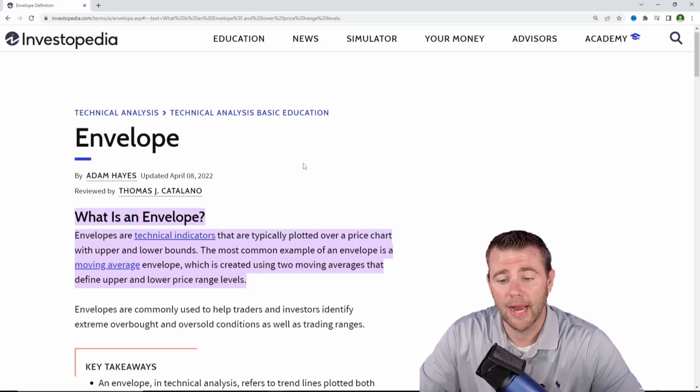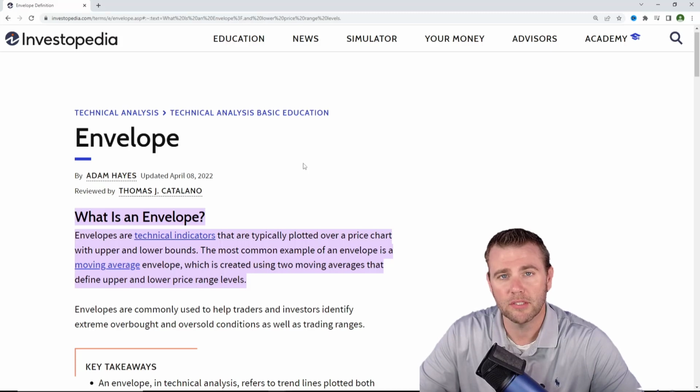Envelopes are a technical indicator that are typically plotted over a price chart with an upper and lower bound. The upper and lower bound, similar to what we saw with Bollinger Bands, show extreme overbought or oversold conditions in the price. The most common example of envelopes is a moving average envelope, which is what we're going to be talking about here today, which are created by using two moving averages that define upper and lower price range levels.